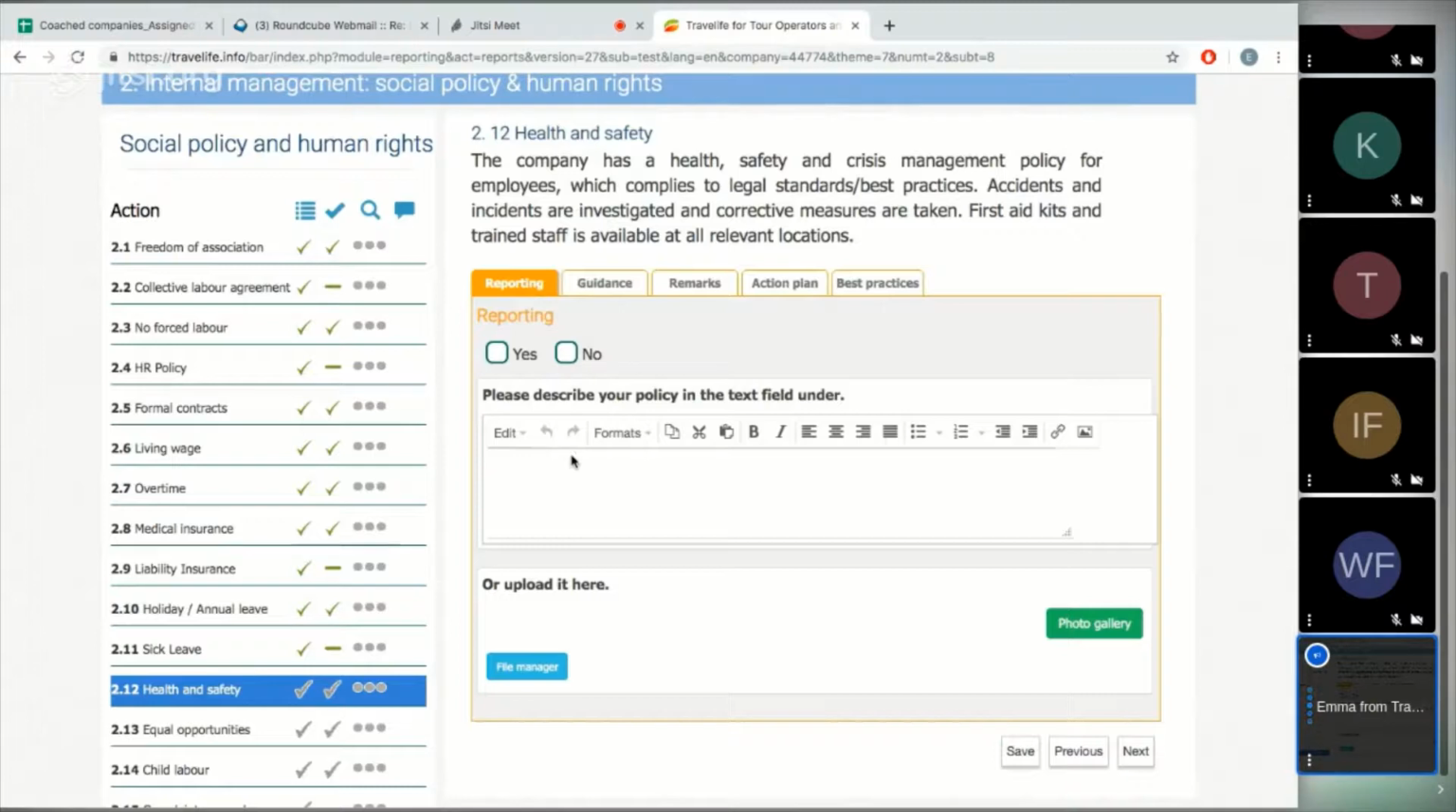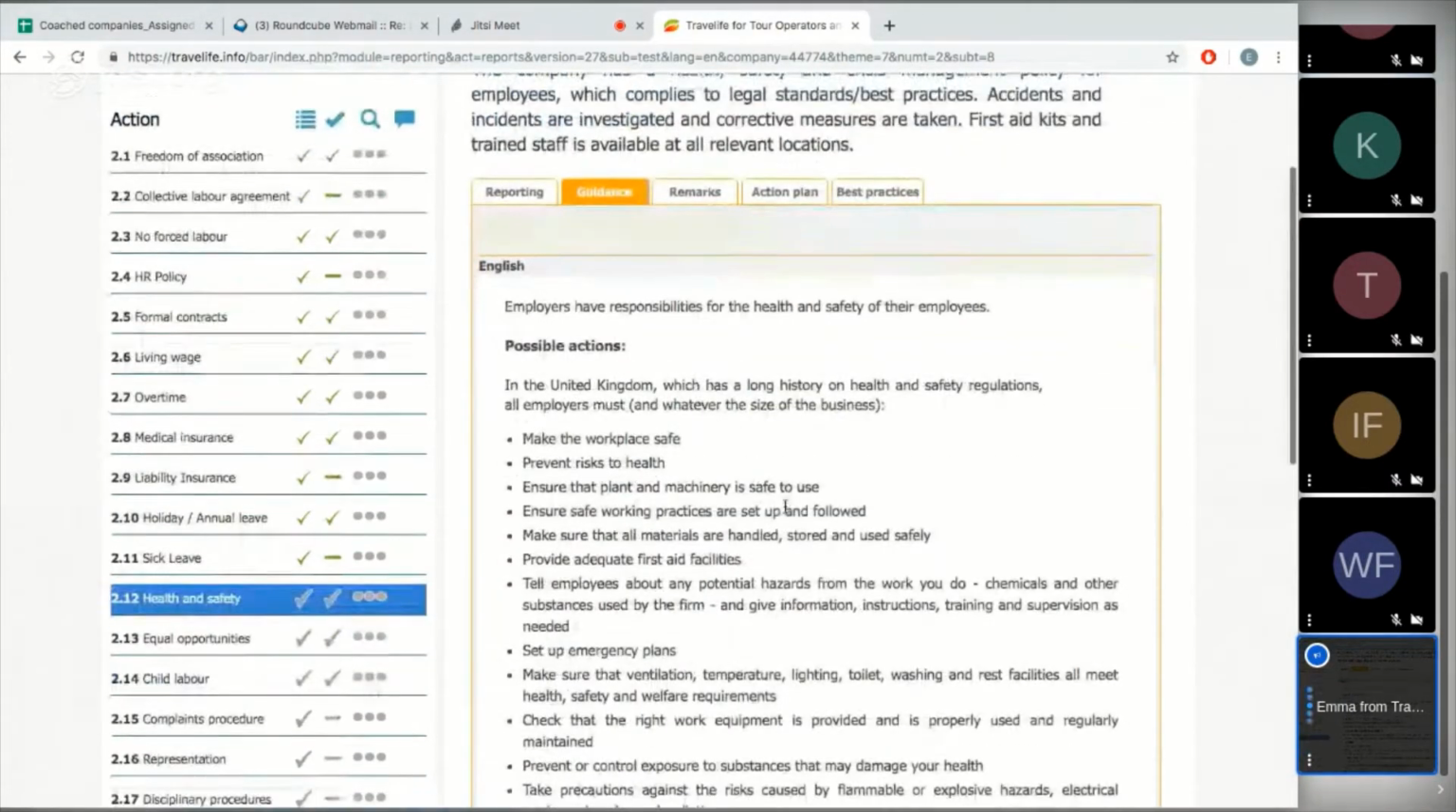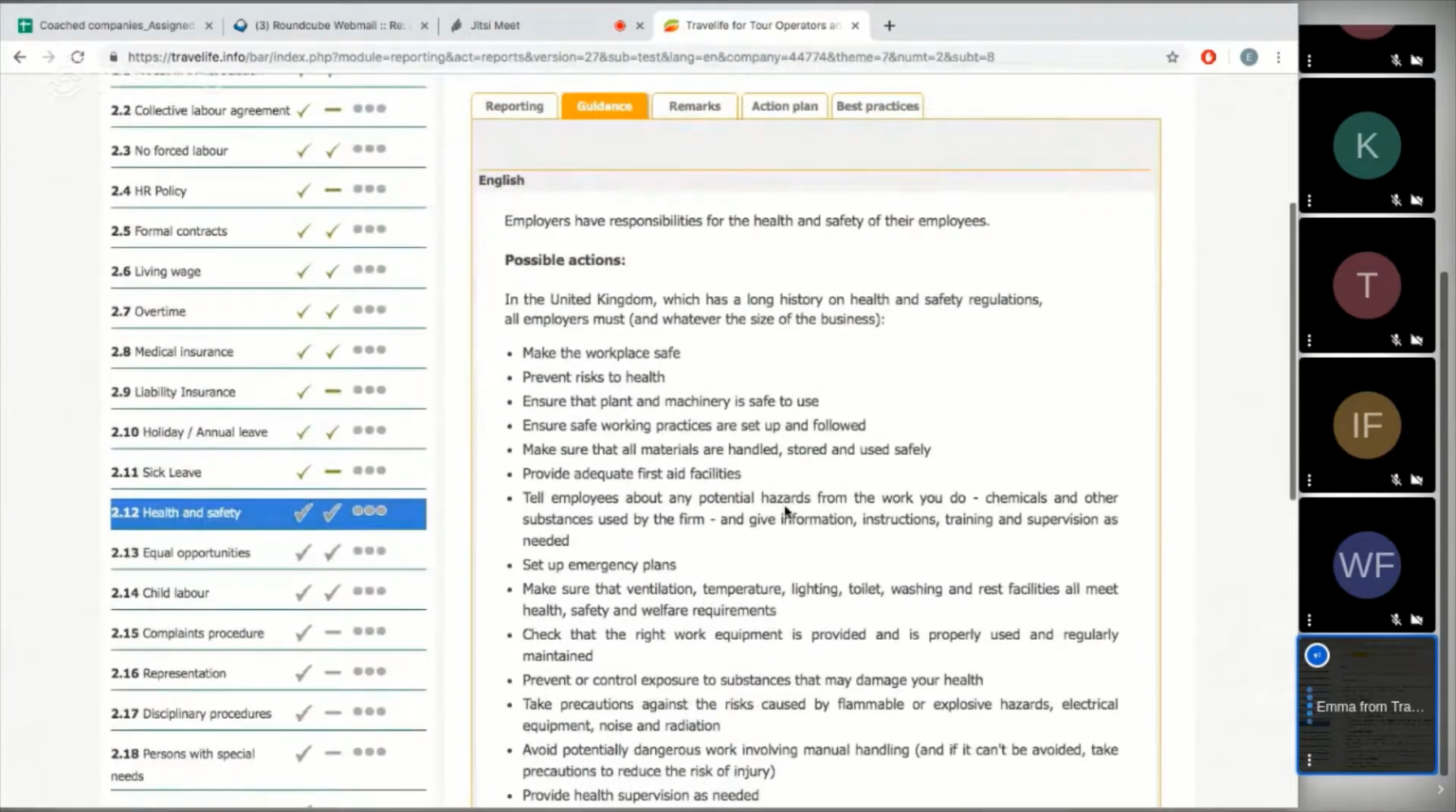And what's also important is that if you have first aid kits in your office, we would like to see a photo of those uploaded under the file manager. And again, in the guidance, you can see possible actions which can be part of your health and safety policy.